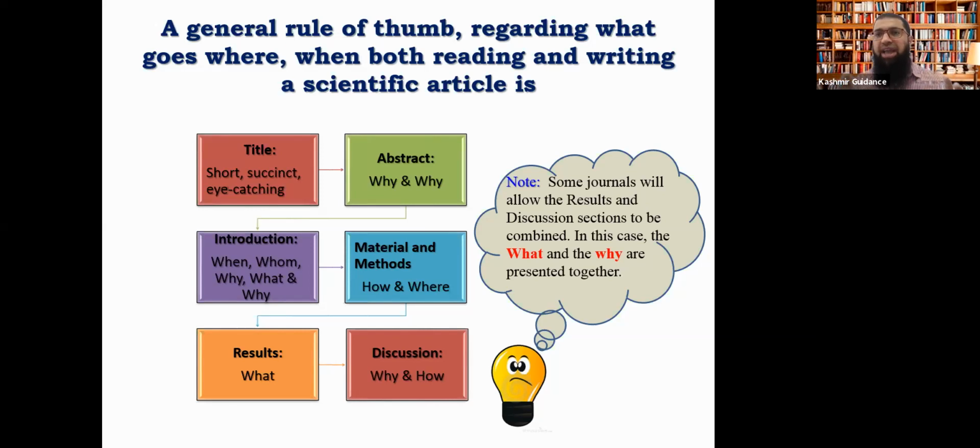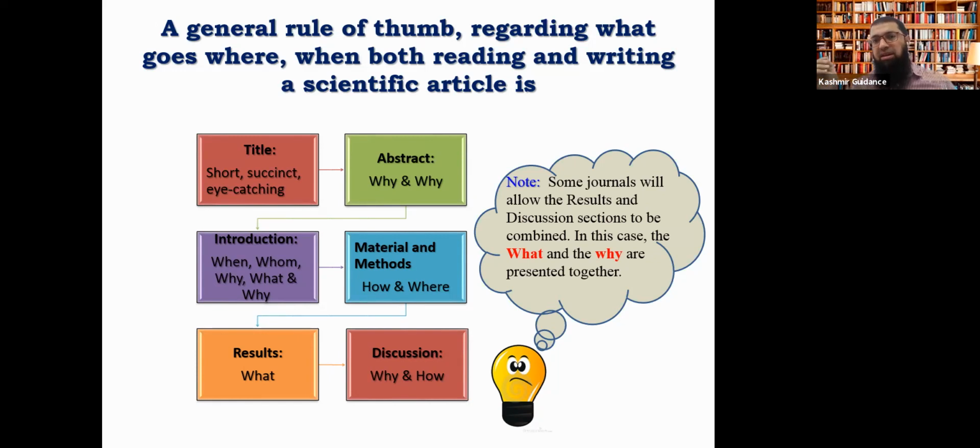In the abstract, why and why. Introduction, when, whom, why, what, and why. Because whenever you start asking a question, in order to get the answer to this question, you are gaining things. You are getting the interesting things.